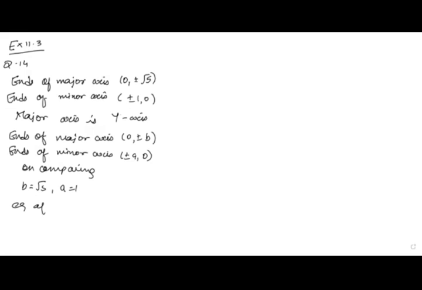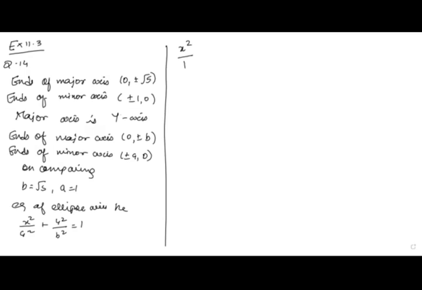So equation of ellipse in this case will be x square by a square plus y square by b square is equal to 1. Keeping the value of a and b in this equation, I will have x square by 1 plus y square by b square, that is root 5 square is 5, is equal to 1. This is the standard equation of ellipse.